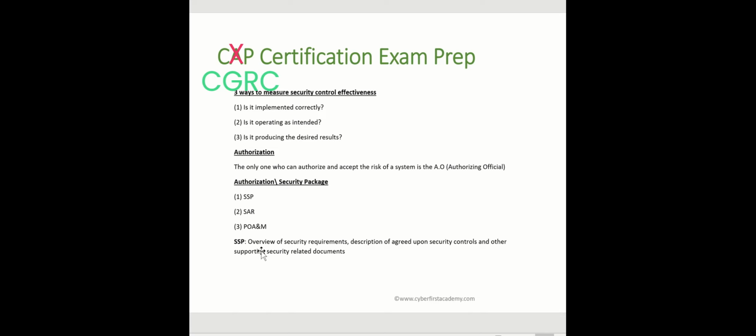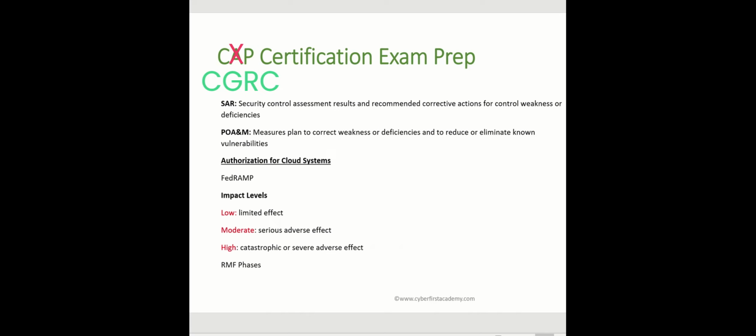Know what the SSP is. It's an overview of security requirements, description of agreed upon security controls, and other supporting security related documents. Know that the SAR is the security assessment results and recommended corrective actions for control weakness or deficiencies. Your POAMs measure plans to correct weakness or deficiencies and to reduce or eliminate known vulnerabilities.